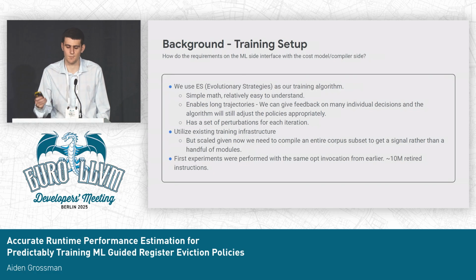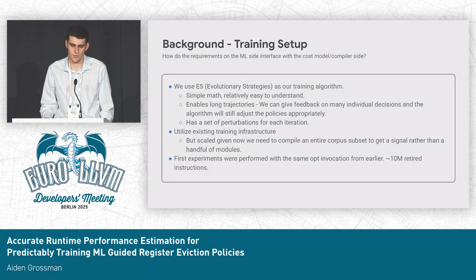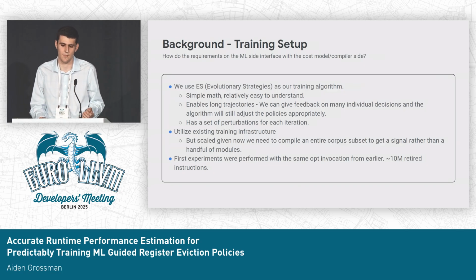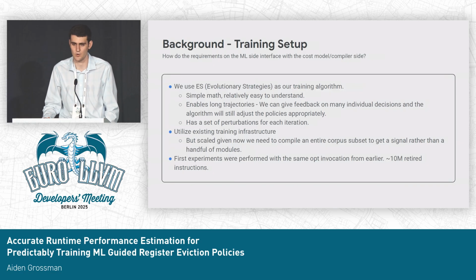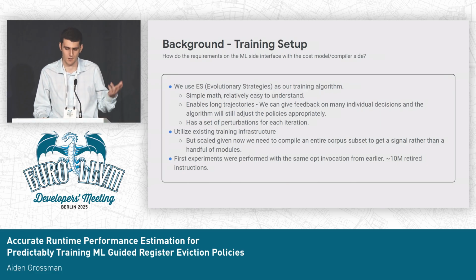Then we do some ML stuff. We're using evolutionary strategies as the training algorithm, mainly because it enables long trajectories. Reinforcement learning can sometimes suffer when you don't have quick feedback. ES is really good here: you can make millions of register allocation decisions and then spit out a reward at the end, and it does well learning based on that. Whereas a lot of gradient-based algorithms like quick feedback, where you make a couple decisions and they want some numbers based on that.